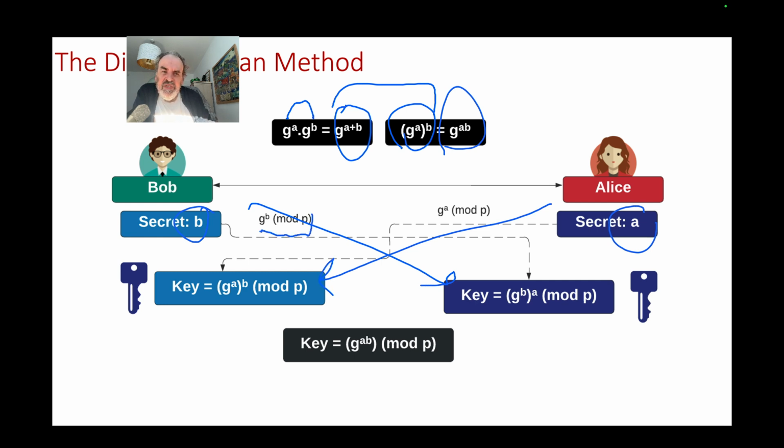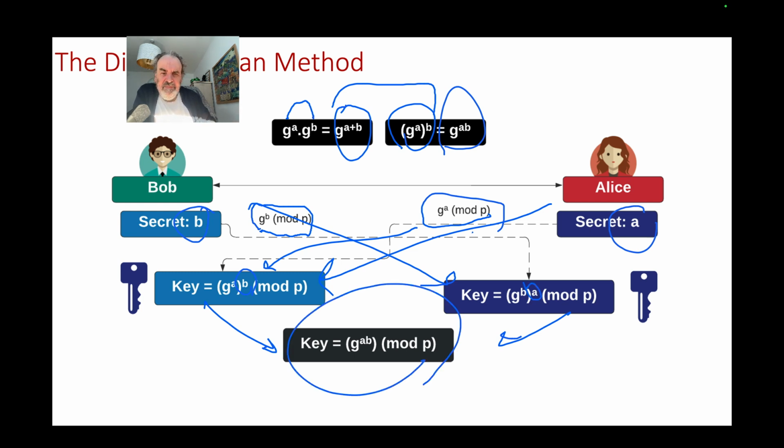Bob will compute g to the power of b mod p, and Alice will generate g to the power of a mod p. They send them over, and then he takes the value he receives from Alice and raises it to his secret, and they'll get this value. Alice will do the same with Bob's value, raise it to the power of her a, and they'll both end up with the same shared key due to this method here.